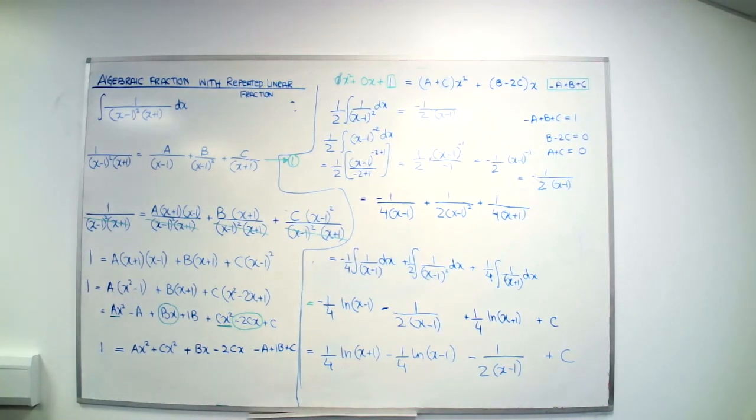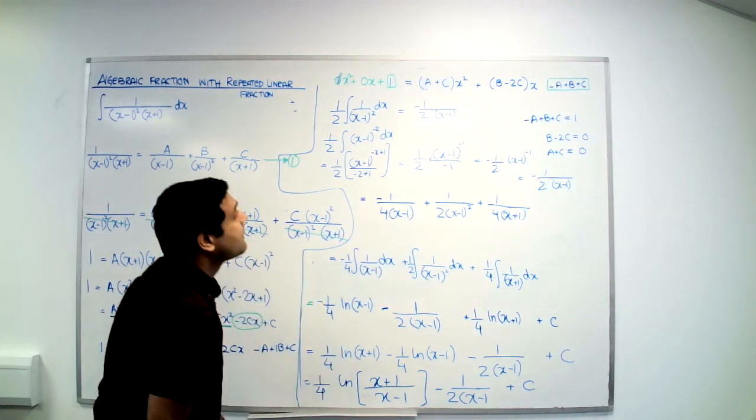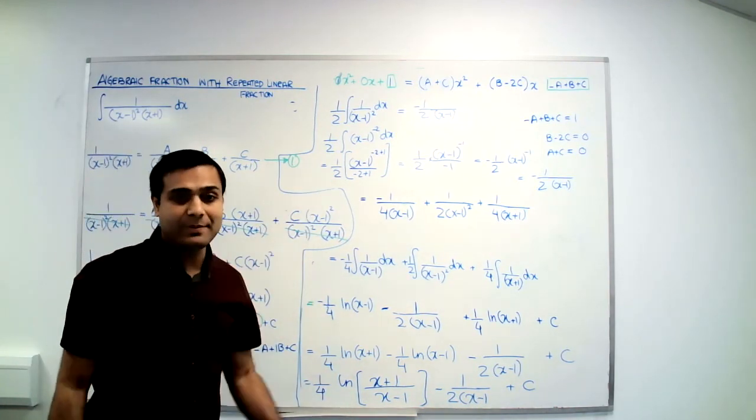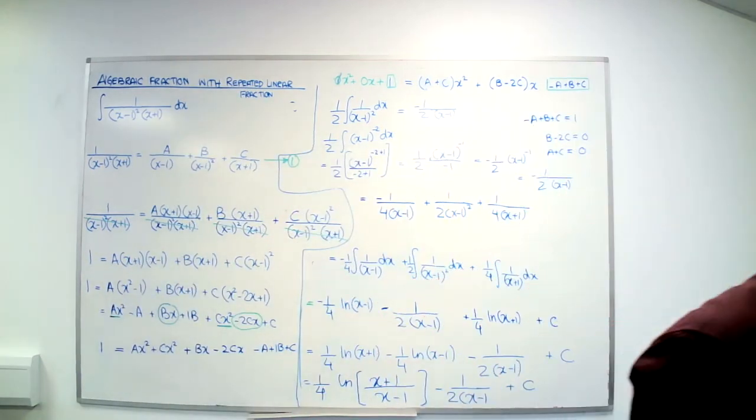Okay, now we have a rule. When the logs are subtracting, these are logs, ln, you divide them. So that will be 1 over 4 ln of (x plus 1) over (x minus 1), minus 1 over 2 times 1 over (x minus 1), plus a C. This is your answer. Now, I'm just going to show you how we got the value of the A, B, and C from this equation.